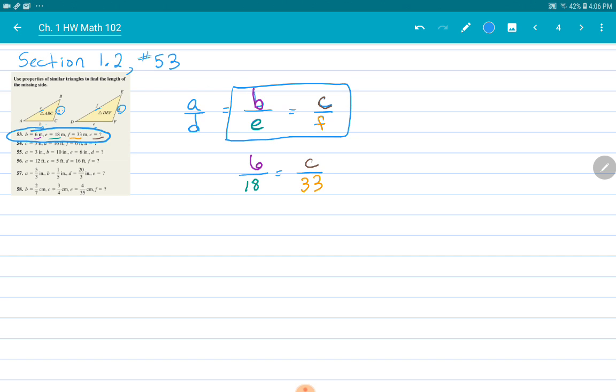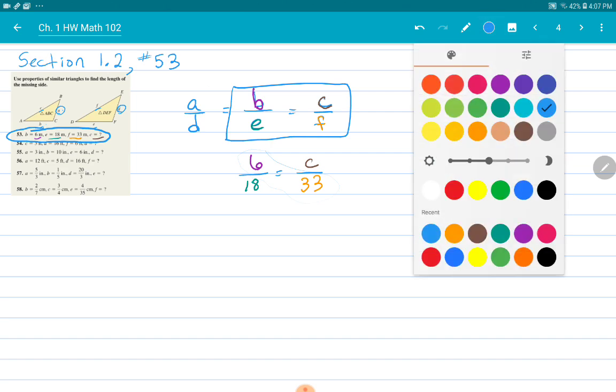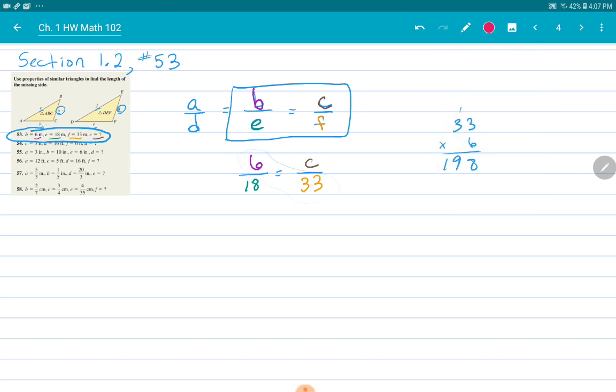Now to solve for C, I need to cross multiply. And I'm looking at this, there's some pretty big numbers. So cross multiply, I think first multiply the 6 by 33, and then I'd have to divide by 18. It's some pretty big numbers. And I could do that. I could go out to the side and multiply by 6 and get 198. But first, before I jump to those big numbers, I'd want to ask myself, is there an easier way?